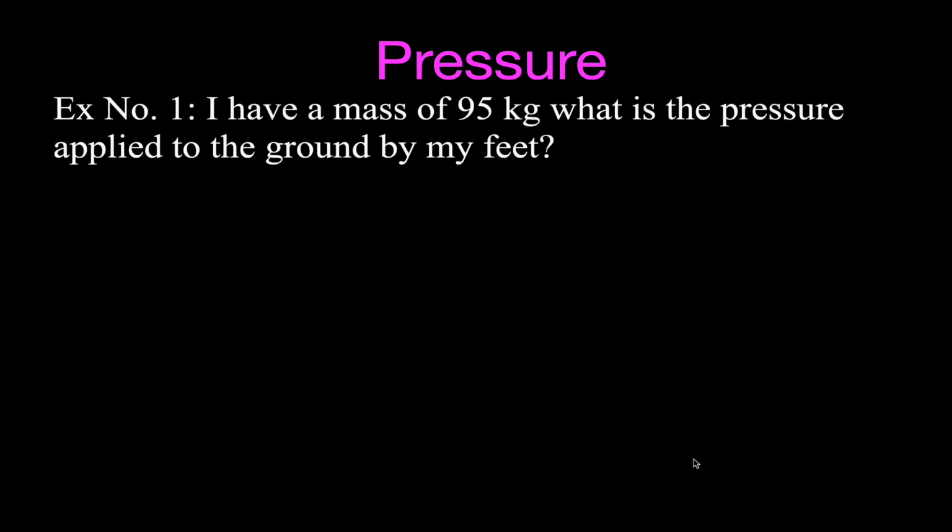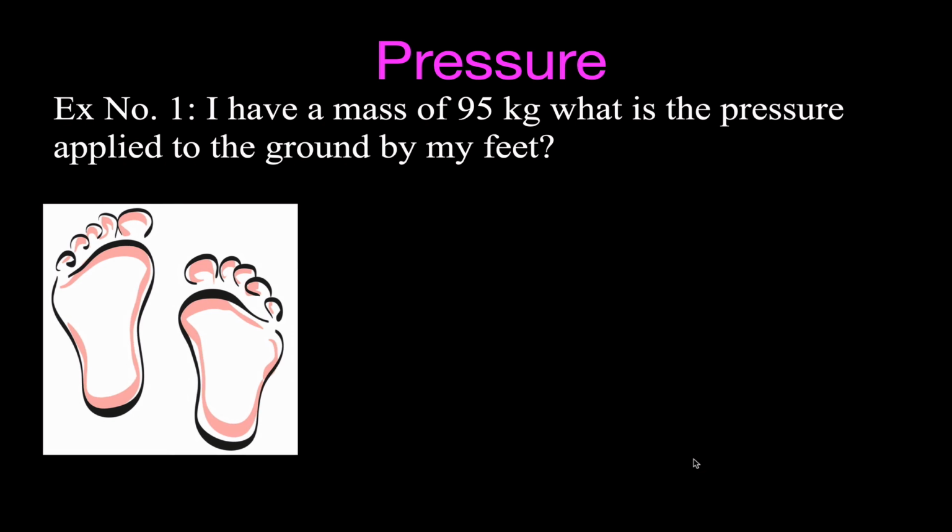Let's do a quick problem right here. And this is example number 1. Let's just say that I have a mass of 95 kilograms. And we want to know what is the pressure applied to the ground when I stand on the ground by my feet. And there are my feet. And we have pressure is equal to the force per unit of area. And let's see, we're given the kilograms, but since we're talking about gravitation and gravitational pressure, so to speak, we can convert that into the force, which is equal to mg using Newton's second law of motion.